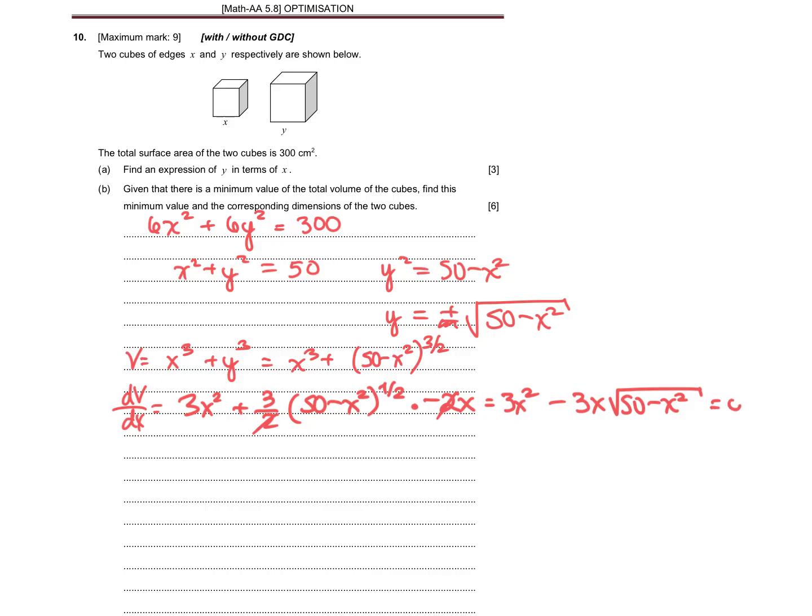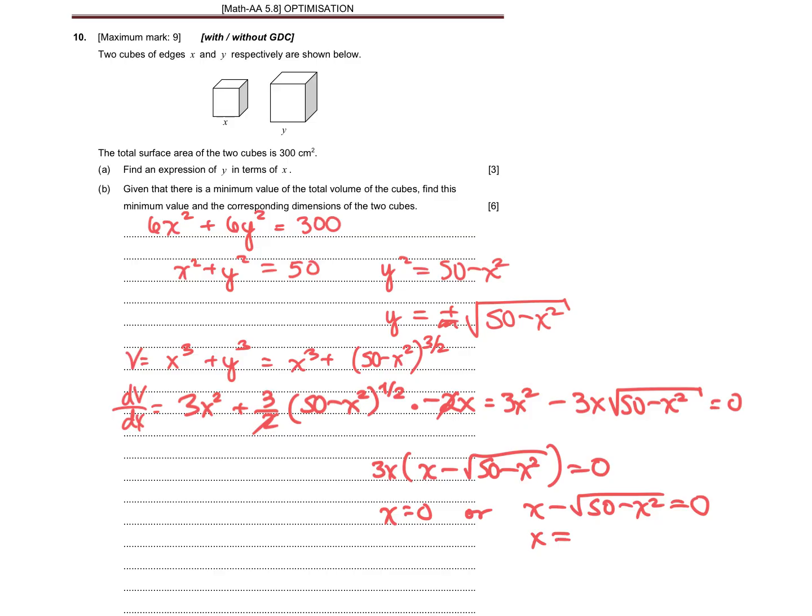And then this, we want to set that equal to 0 so that we have the minimum value. Okay, so we can factor out a 3x, and that's going to be x minus root 50 minus x squared, and that's equal to 0. So x is either 0, which can't be, or x minus root 50 minus x squared is 0.